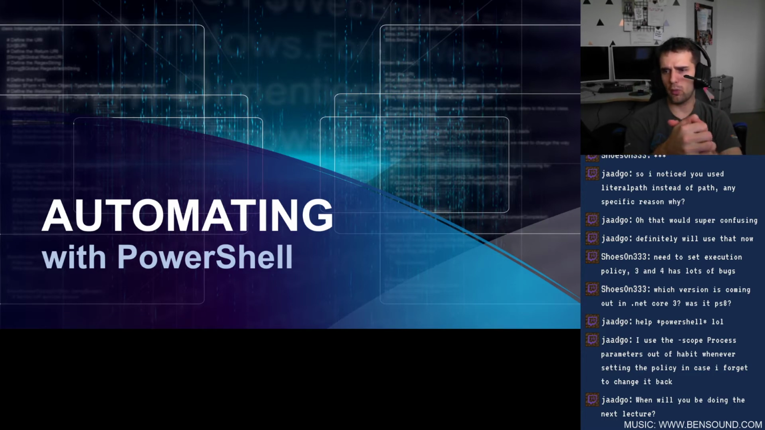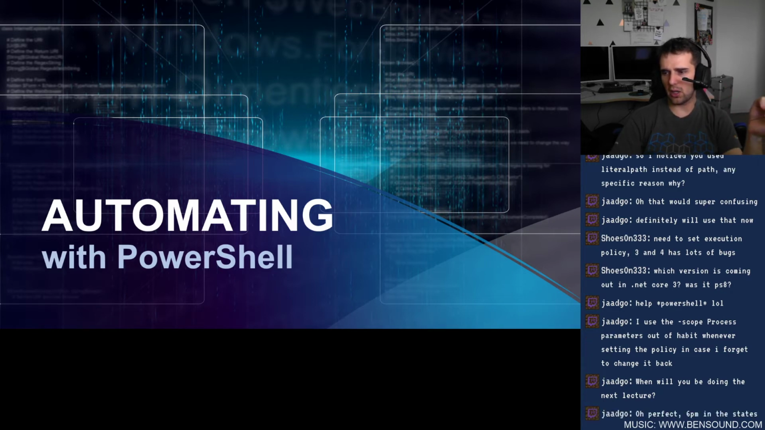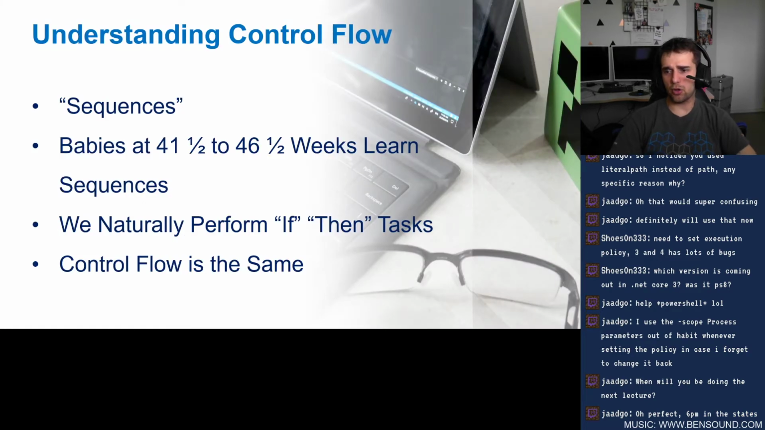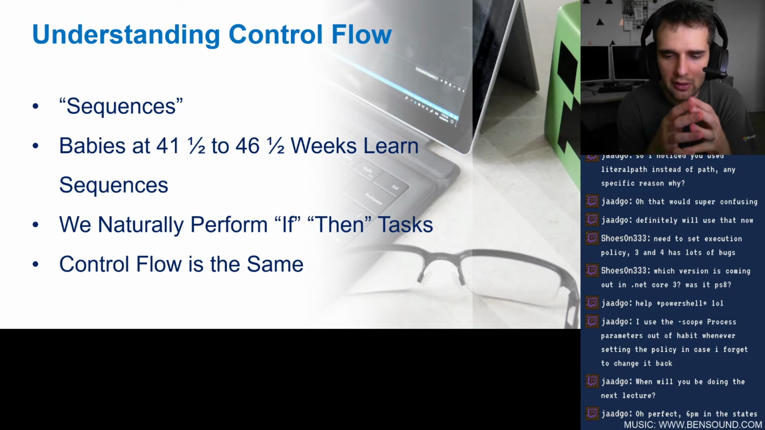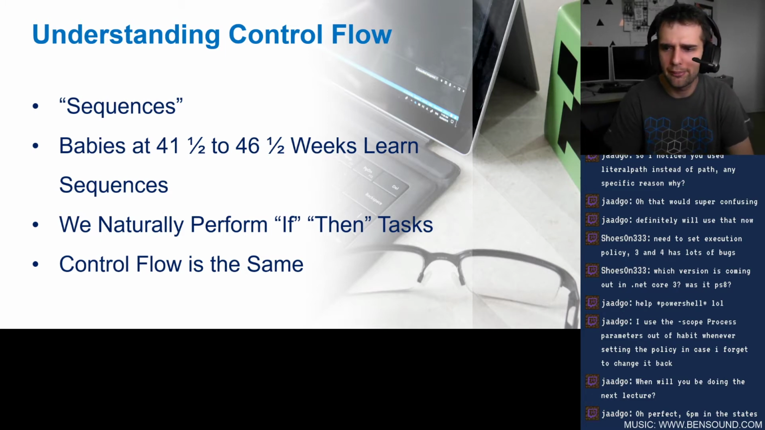We're going to continue on with the course. So, automating with PowerShell. We're going to quickly talk about control flow and sequences. I'm going to try and flow through this because I am running out of time and I know my wife has a hair appointment. So, control flow, sequences, and we're talking about babies, which is a little bit weird, but I'm going to try and give you a bit of an understanding of why we're talking about control flow.